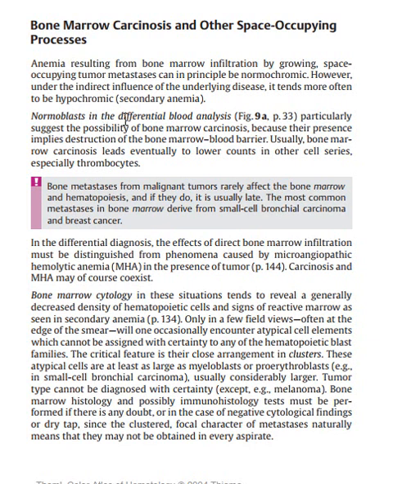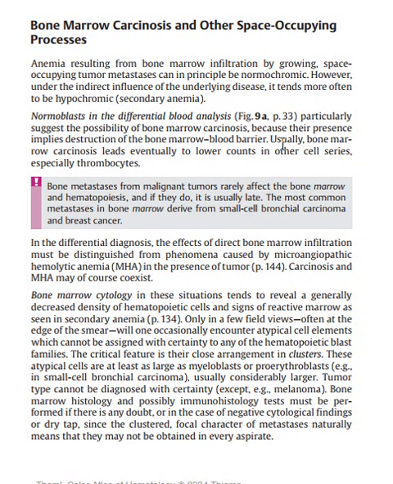So normoblasts in a differential blood analysis. You're going to see normoblasts there, which particularly suggest the possibility of bone marrow carcinosis, because their presence implies the destruction of the bone marrow blood barrier. So you are going to see normoblasts like erythroblasts, myeloblasts, and all those blastic cells now inside the blood. Is it clear? Because there is a destruction at the level of the blood bone marrow barrier by those carcinomatous cells. So you are going to see the blood cells inside blood.